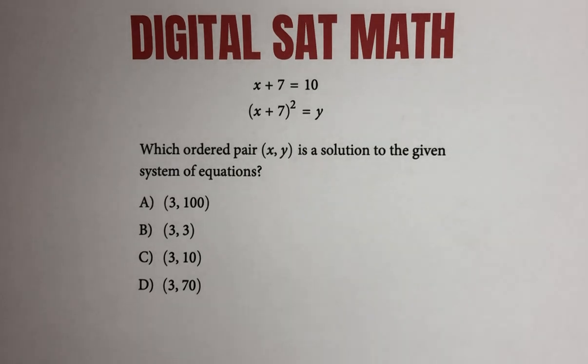Here is another digital SAT math question. x + 7 = 10. (x + 7)² = y. Which ordered pair (x, y) is a solution to the given system of equations?